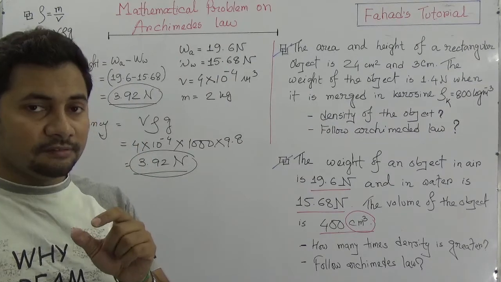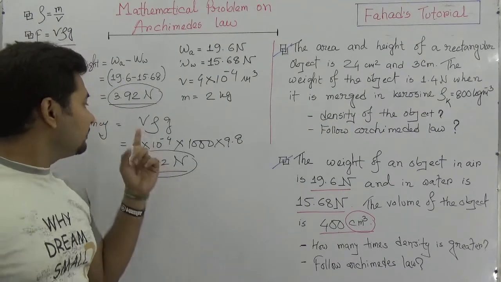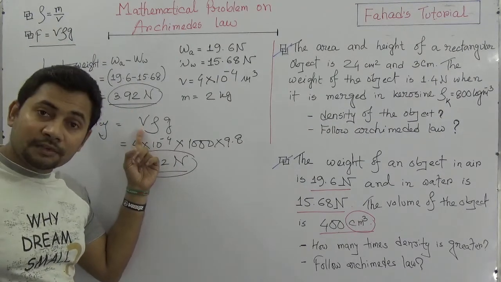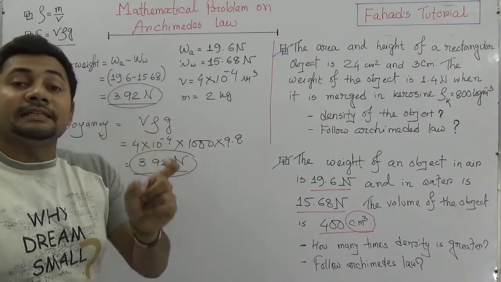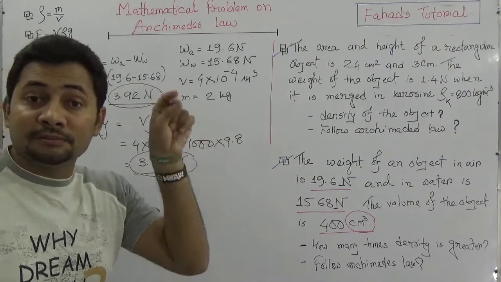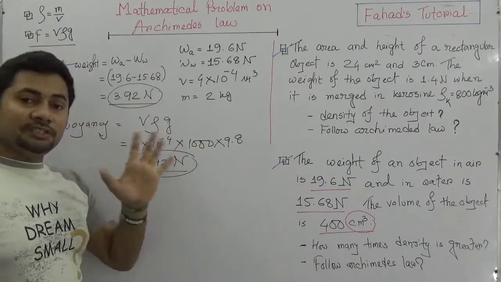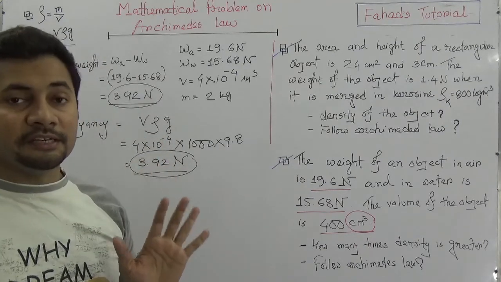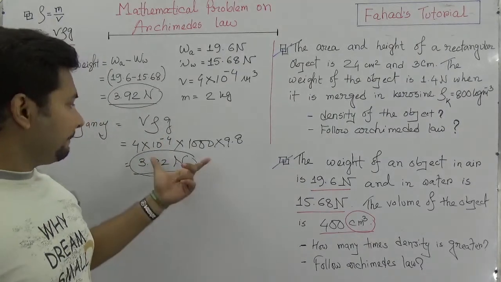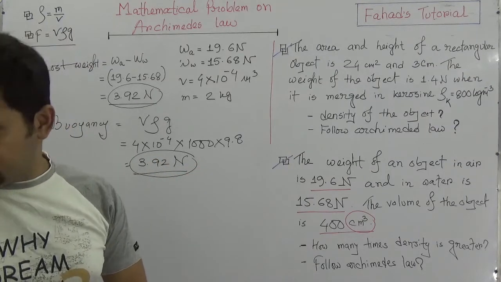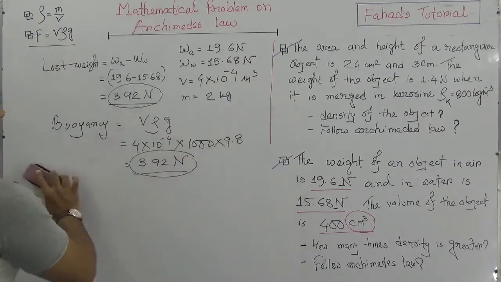When you do these sort of things, you must remember one thing, that V is the object volume and this rho is the density of the liquid when it was immersed. And this G is always similar, that is 9.8 meter per second square. I think it's easy. Okay, so let's jump to the next part.